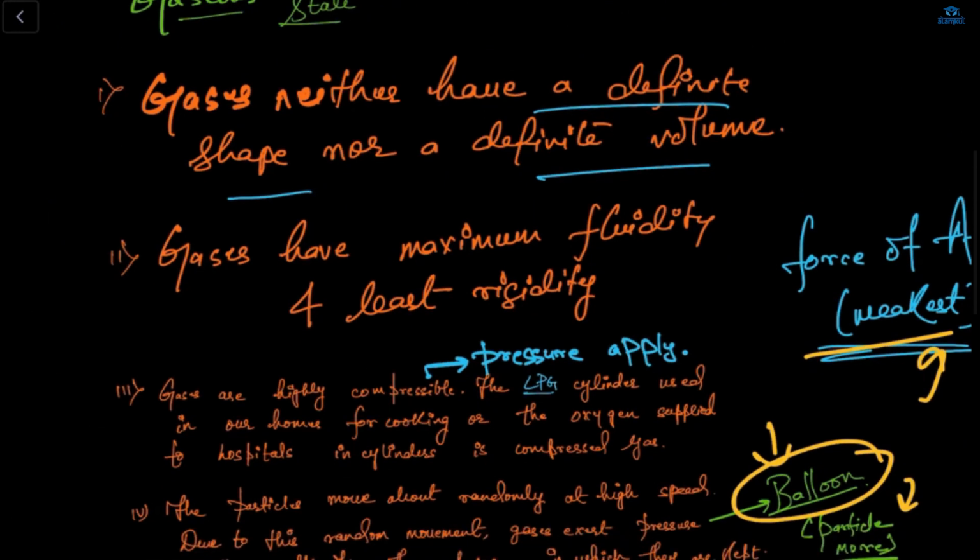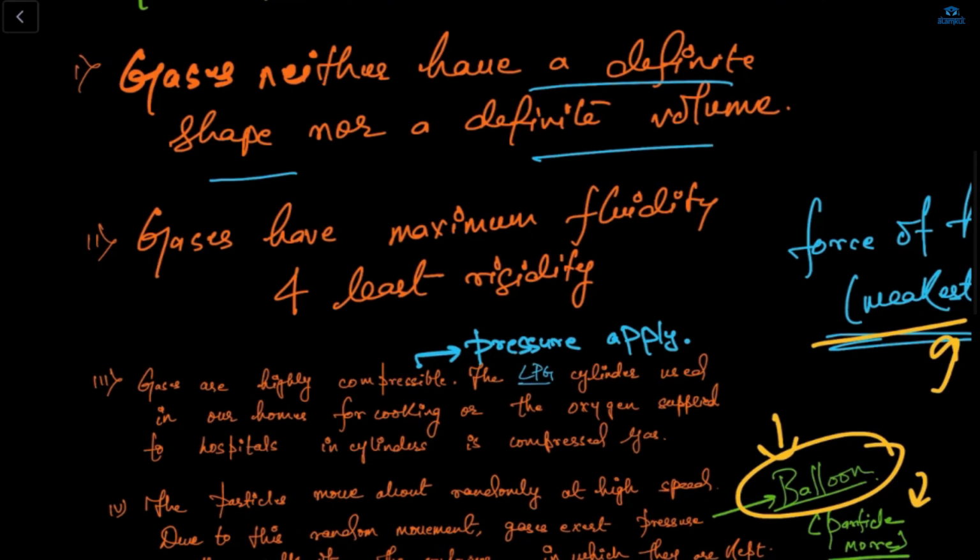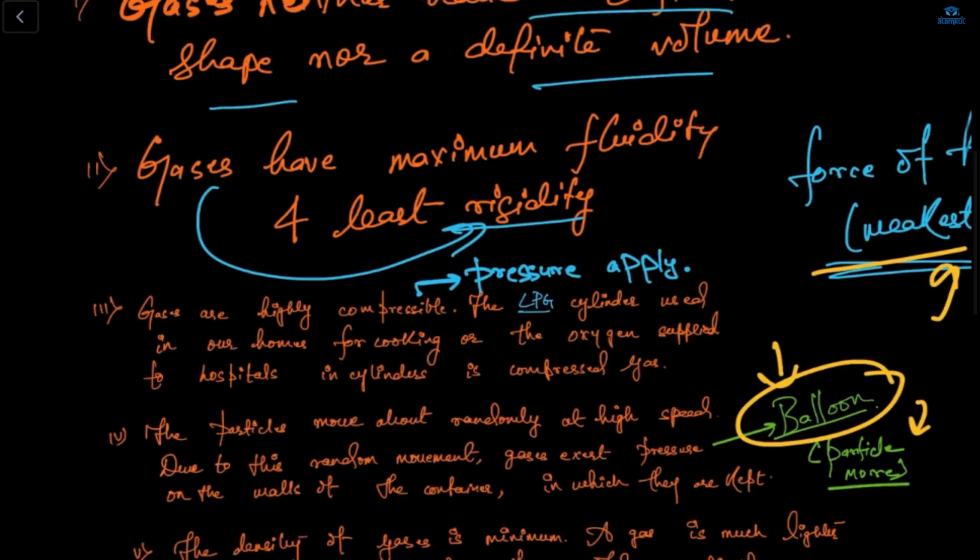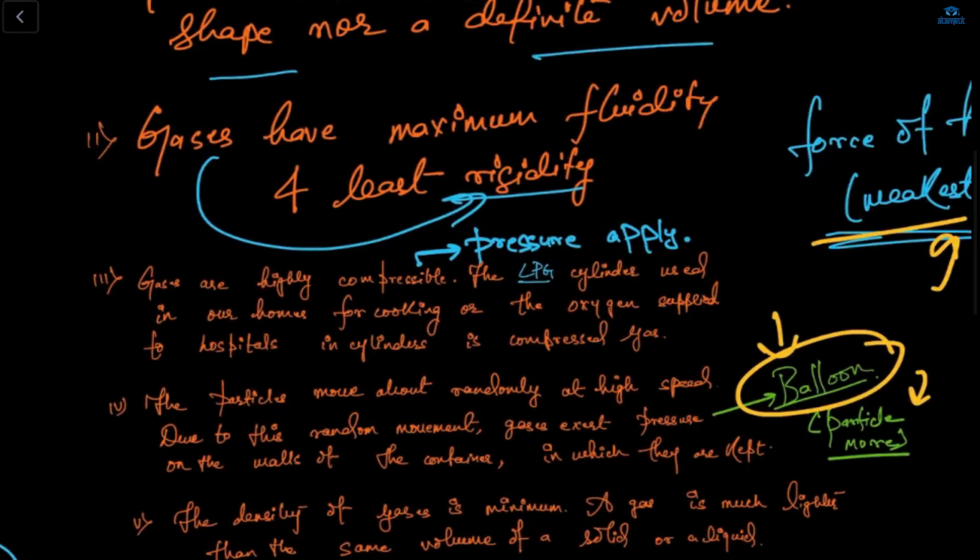Gases have maximum fluidity and least rigidity. Gases have what? They have a maximum fluidity. Fluidity means the ability to flow, like water, and they have a least rigidity. Rigidity means the tendency to maintain shape, so they have very little rigidity to maintain their shape. Gases usually don't maintain their shape.